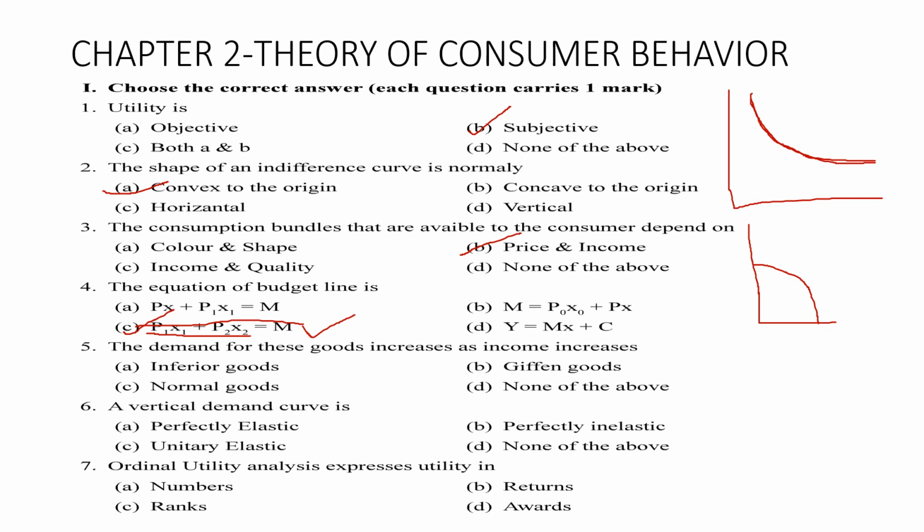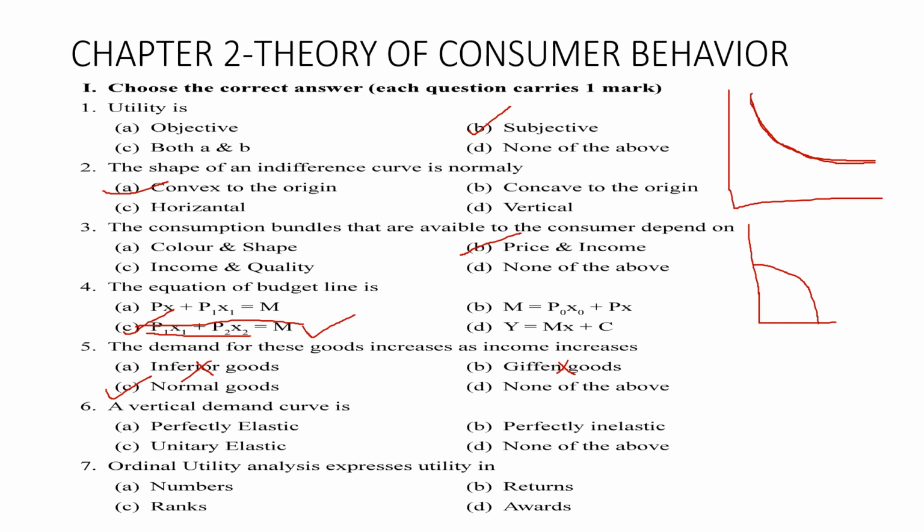Question number 5. The demand for these goods increases as income increases. So for which goods does demand increase when income increases? Definitely it's not inferior goods. It is not given goods also. So which one is that? Normal goods. For normal goods, when a person's income increases, definitely demand also increases.